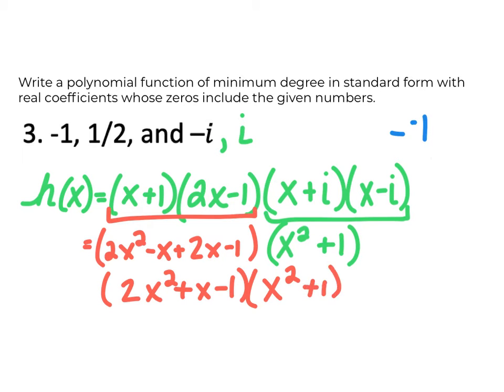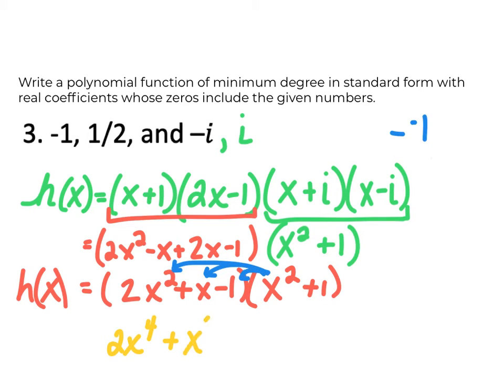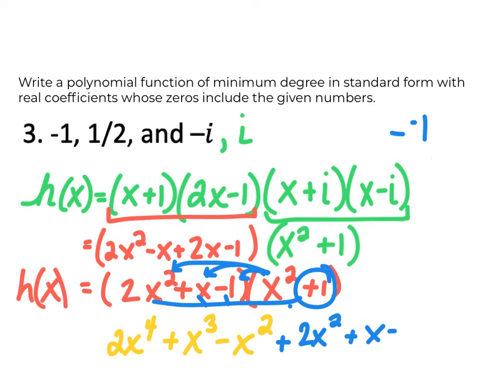x squared plus 1. So to get this in standard form yet, I have to multiply a trinomial times a binomial, so that's 6 multiplications I need to make. So I begin by, I like to distribute the smaller into the larger. So I'm going to take x squared times 2x squared and get 2x to the 4th. x squared times x would be plus x cubed minus x squared. Then I distribute this positive 1 into all 3 terms here to get plus 2x squared plus x minus 1.